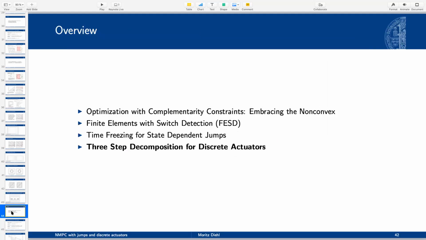And I think this is time to stop, so I will not do the 3-step decomposition now, but rather have a bit of time for questions for the time freezing reformulation. So yeah, thank you very much.